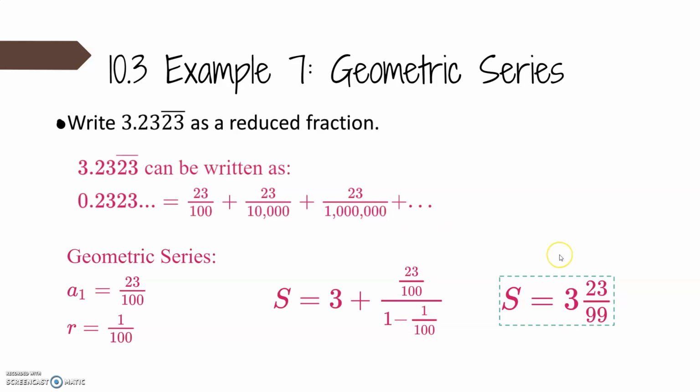Now this is a mixed number. I typically am not a fan of mixed numbers. However, this is the one and only exception all year that I'm going to accept it, mostly because the fraction part of my mixed number represents the geometric series. The integer part, the 3, represents the leftover chunk that's not part of the geometric series. Okay? So this is it. That's 10.3 in a nutshell.